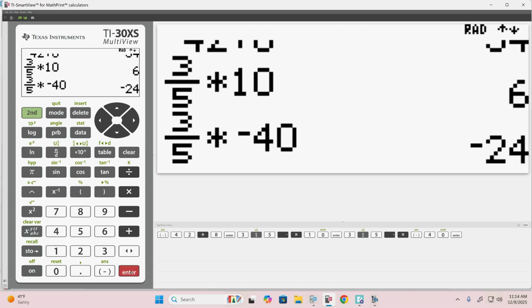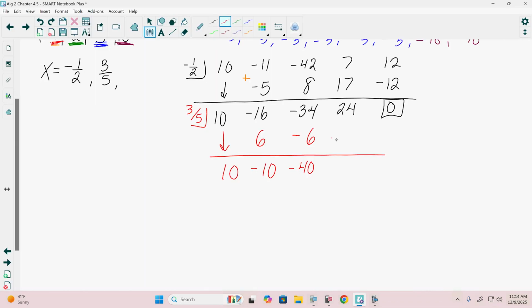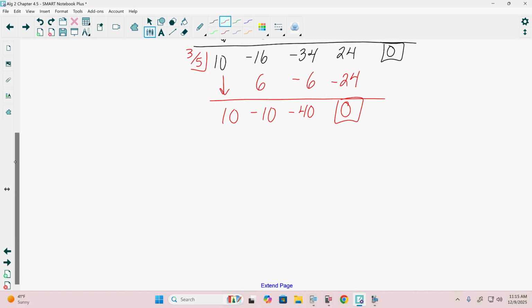Three-fifths times negative 40 is negative 24. And 24 plus negative 24 is indeed 0. So the whole goal of this was to get that all the way to a quadratic. Now we had a lot of extra values to get there, but it did get us down to a quadratic. Now unfortunately we can't take it any further than this. So we are going to have to put the values of x back in and solve.